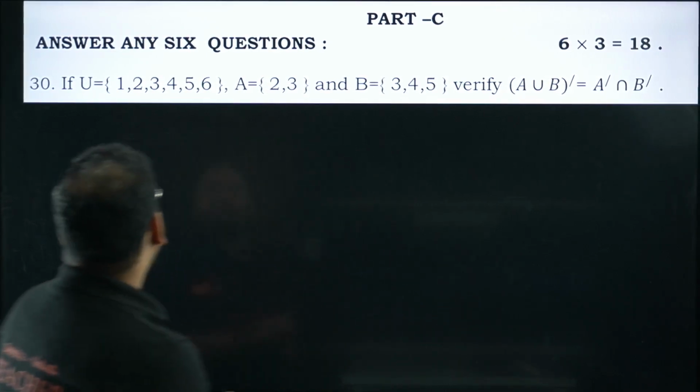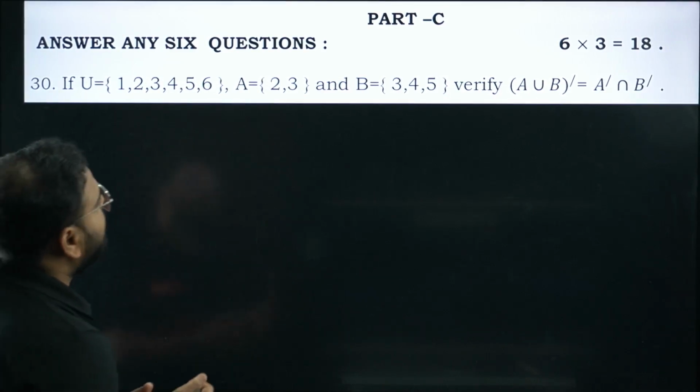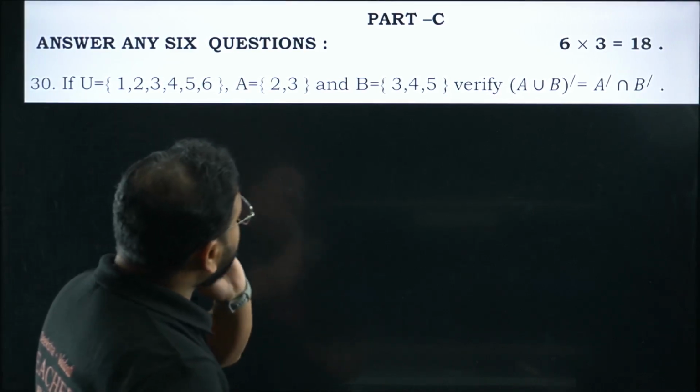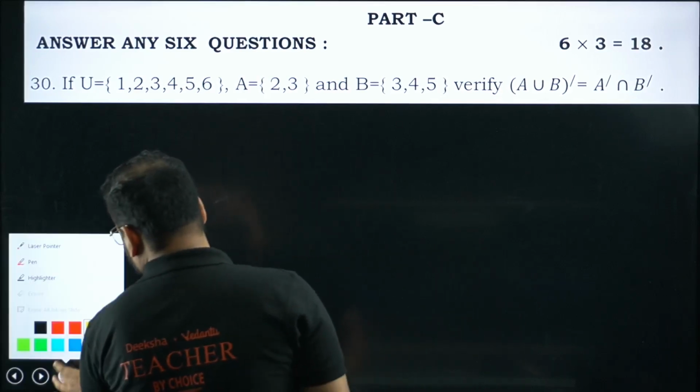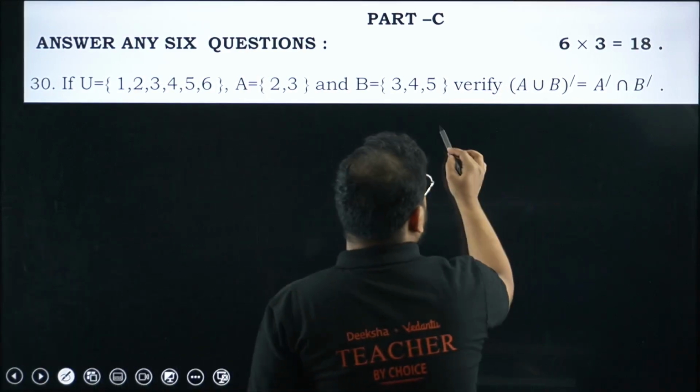Let's have a look. Question number 30, we have the universal set given. A is also given, B is given. They're asking to prove this condition. So we'll do one by one. Let's find the LHS part first.